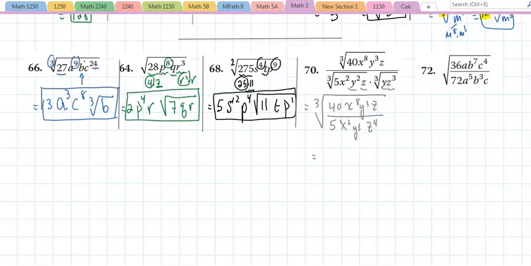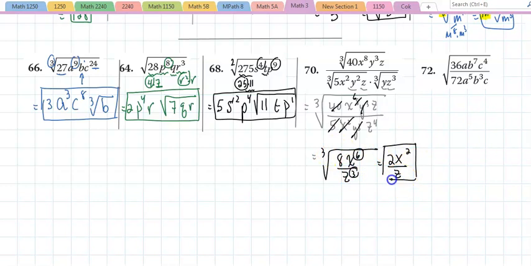And I could say that is 5 divides 40 8 times. 2 divides 8, x to the 8 divided by x to the second. 8 minus 2 is 6. Those cancel out, and I have a z cubed left over. And wouldn't that be 2? 3 divides 6 2 times, and 3 divides 3 1 time, and that would be my final answer.